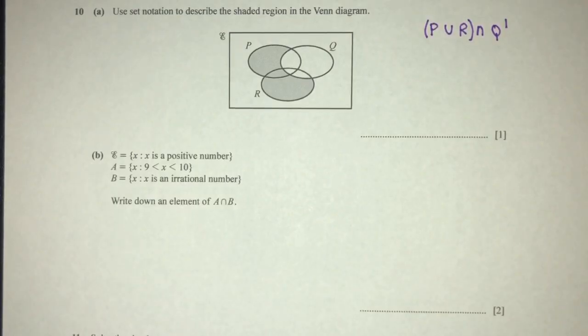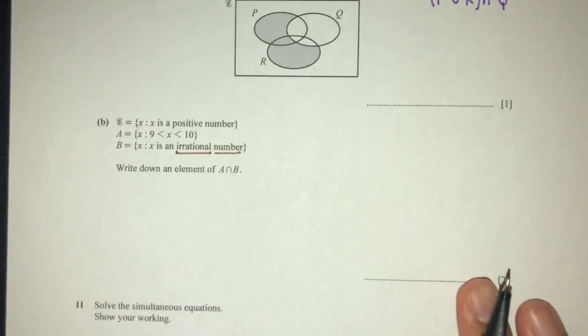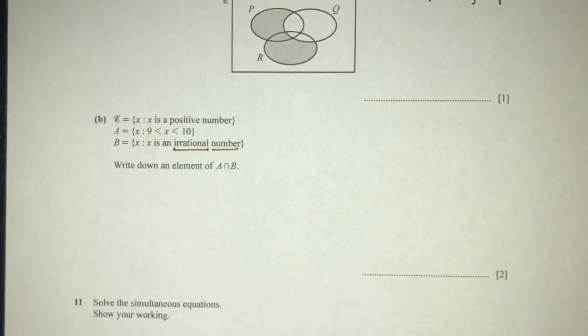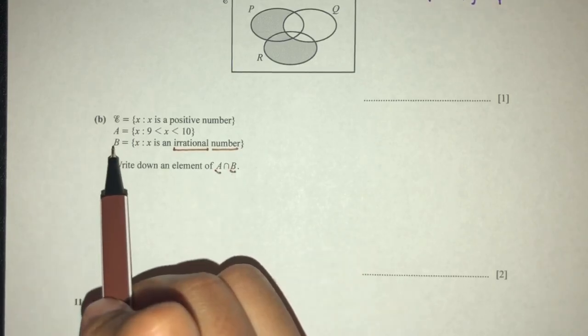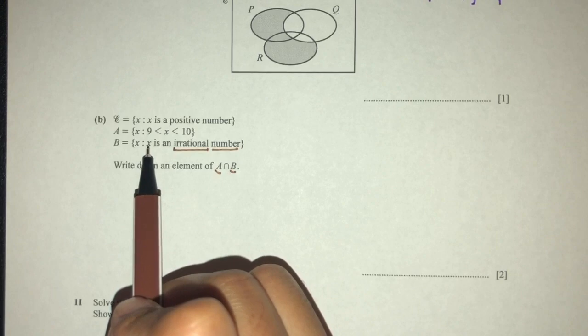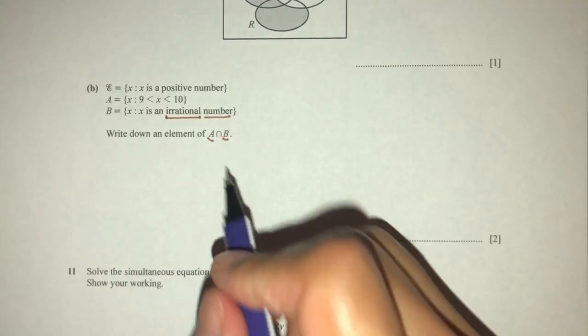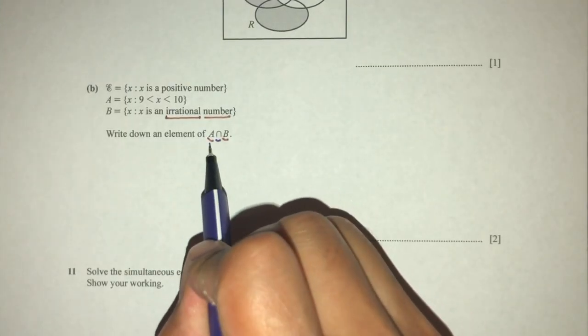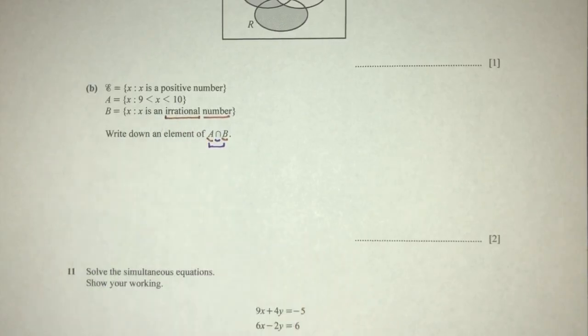Now for part B, x is a positive number. A is x between 9 and 10, and B is an irrational number. Now let's see what we have to do here. We have to write down an element of A intersect B, which means we have to find a value of x that is an irrational number between 9 and 10. So that's what it means: A intersect B, a number that satisfies both conditions, irrational and between those two.